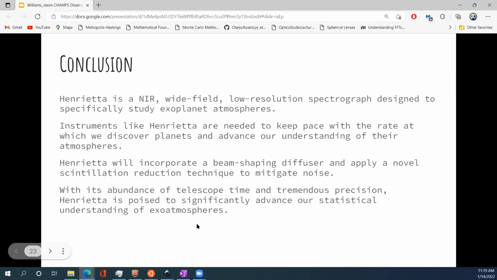Just to conclude, Henrietta is a near-infrared wide field low resolution spectrograph designed specifically to study exoatmospheres. Instruments like Henrietta are needed to keep pace with the rate at which we discover planets and advance our understanding of their atmospheres. Henrietta will incorporate a beam shaping diffuser and apply novel scintillation mitigation techniques. With its abundance of telescope time and tremendous precision, Henrietta is poised to significantly advance our statistical understanding of exoplanet atmospheres. And with that, I will take any questions.